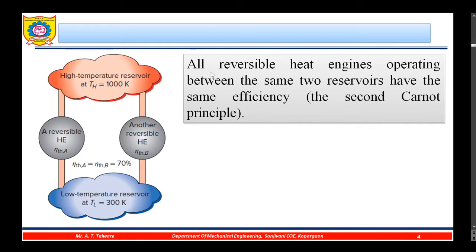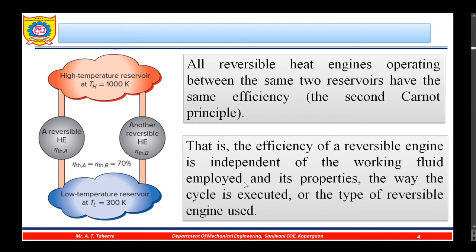As we know, all reversible heat engines operating between the same two reservoirs have the same efficiency, that is the second Carnot principle. So here, reversible heat engine A and another reversible heat engine B, if both are operating between the same thermal reservoirs, should have the same thermal efficiency, which for this given condition is 70%, where TH is 1000 Kelvin and TL is 300 Kelvin.